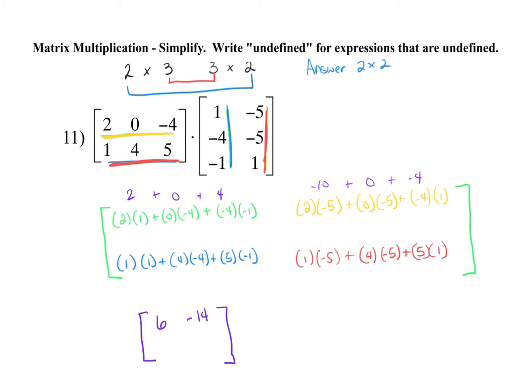Second row, 1 times 1 plus 4 times negative 4 plus 5 times negative 1, sorry. So negative 16 plus 1 plus negative 5 gives me negative 20. And then the last one, negative 5 times 1, 4 times negative 5, 5 times 1. Negative 5 plus negative 20 plus 5 is negative 20. And I am done.